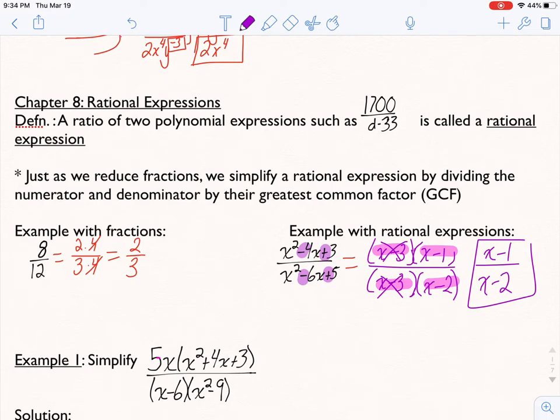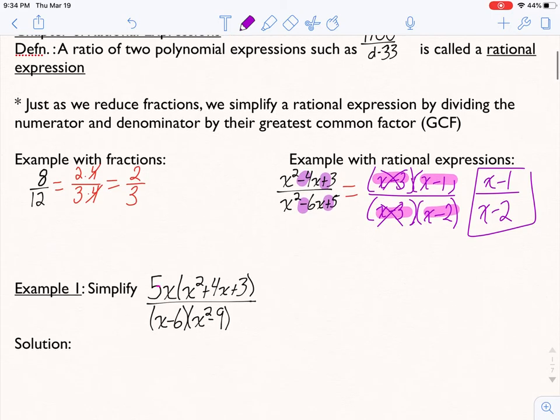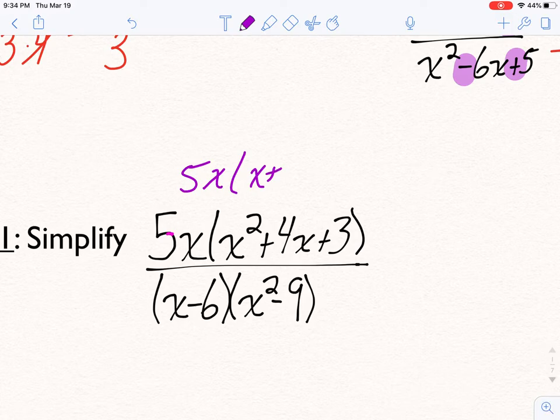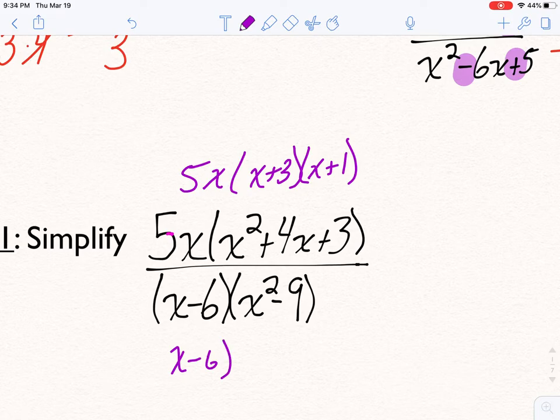So go ahead and pause the video and do it on a separate sheet of paper so that way we can work our way through it. Alright, now that you've done so, the first thing you have to do, again, you see plus and minuses in parentheses, which means I need to factor it. So my 5x stays there, and I have x plus 3, x plus 1. Again, x minus 6, I can't factor at all, but I have an x squared there, which tells me I can factor it, and it should look an awful lot like difference of squares.